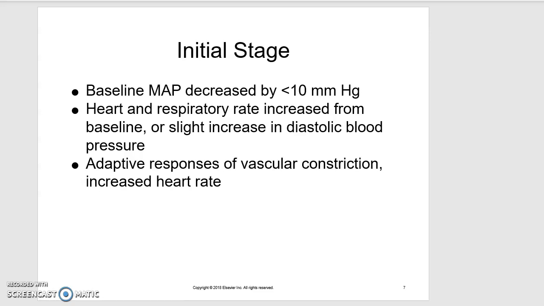At the bottom right of 754, you have a yellow box. Be aware that increased heart and respiratory rates or a slight increase in diastolic blood pressure may be the only sign of this stage of shock.